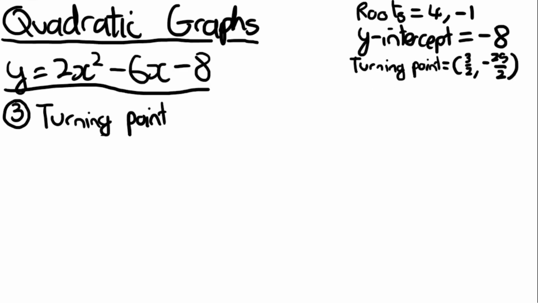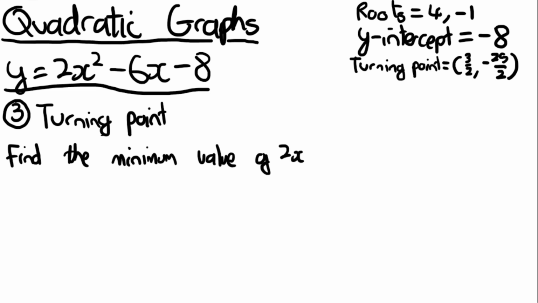Really quick, I have seen before questions ask for the minimum or maximum value of a quadratic. It will ask for the minimum or the maximum depending on if it's a positive or negative parabola. This is just the same as finding the y-coordinate of the turning point. So for example, a question could ask, find the minimum value of 2x squared minus 6x minus 8. We'll just use the same quadratic as you're already using to save time.